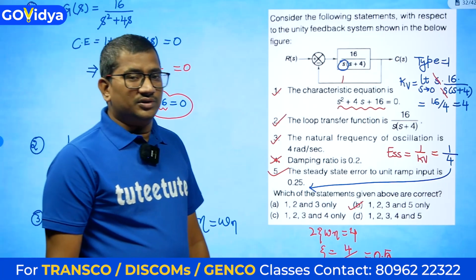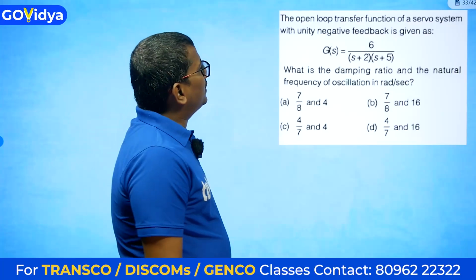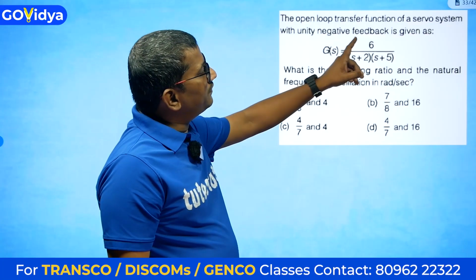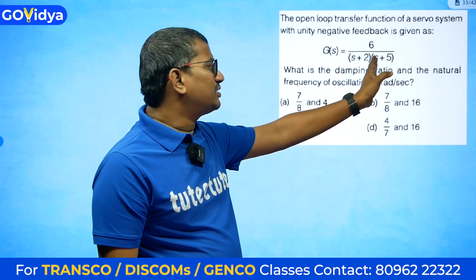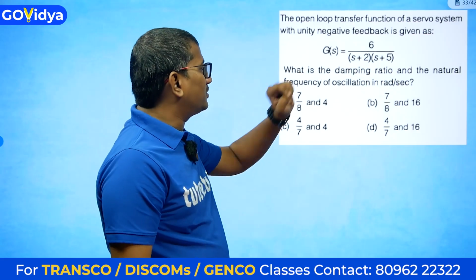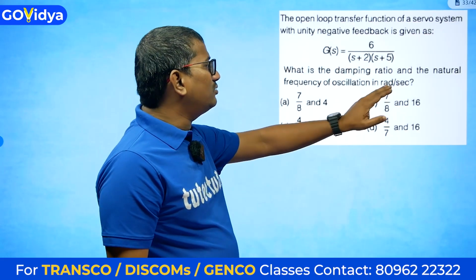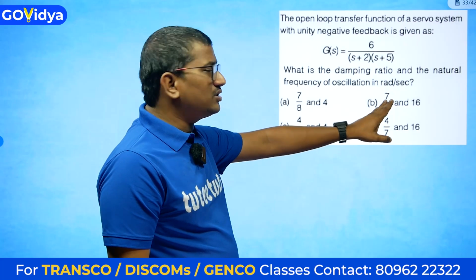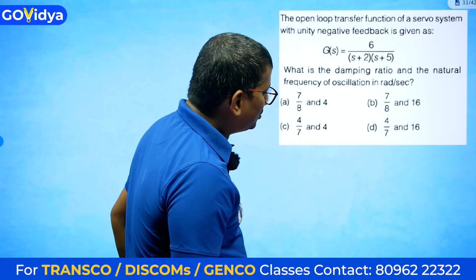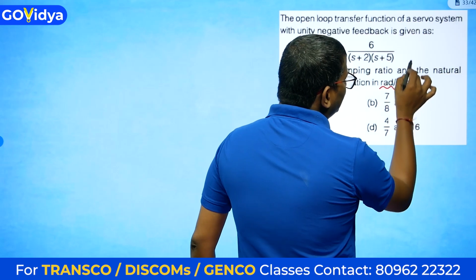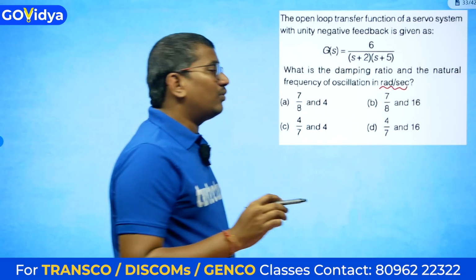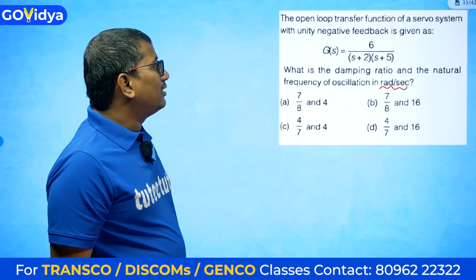Now let us see the next question. The given question is as follows. The open loop transfer function of a servo system with a unity negative feedback system is given. It is an open loop transfer function. What is the damping ratio and natural frequency of oscillation in radians per second? Sometimes you need to check very carefully whether they are asking in radians per second or in seconds or what. You have to check.